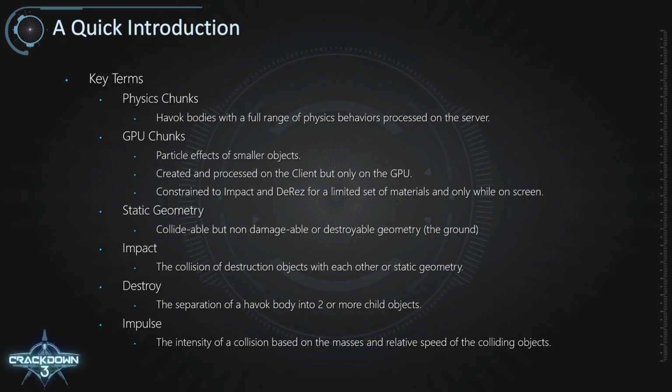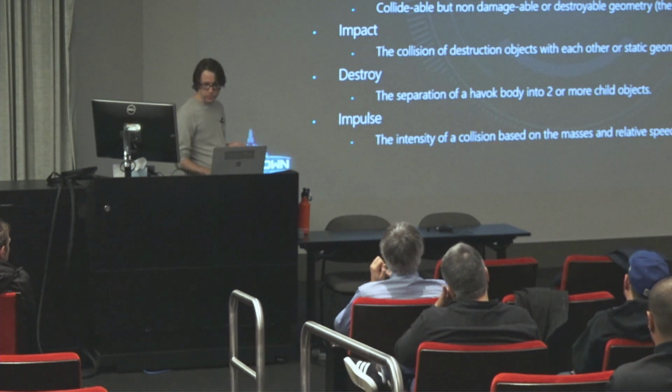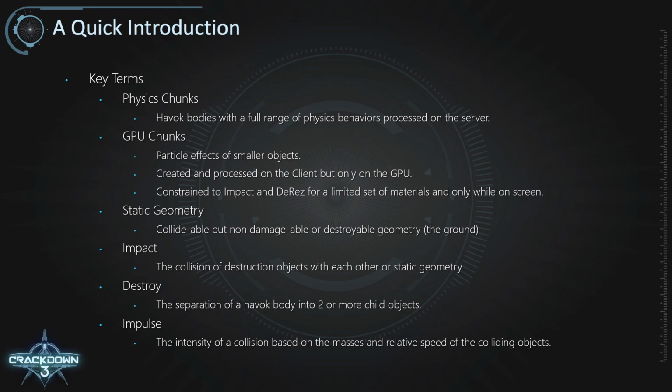Before we get too deep into that, I want to throw out a few key terms to give you a broad overview of our systems. So our larger term destruction objects is going to break down into two categories, the Havoc bodies and GPU objects. Havoc bodies are going to be processed by the server, and they're going to have a full range of physics behaviors. We'll show you a little bit more about that soon. GPU objects are sometimes known as GPU chunks, and they only exist on the client. These are created and controlled by the graphics shader, so they only really exist while they're on your screen. They consist of only a few materials and exhibit a limited number of behaviors.